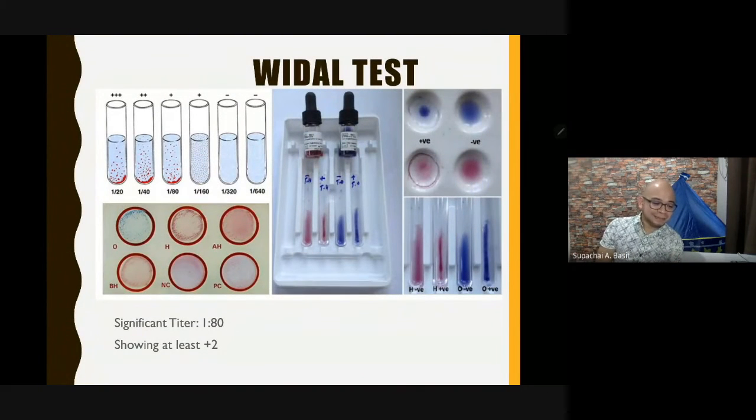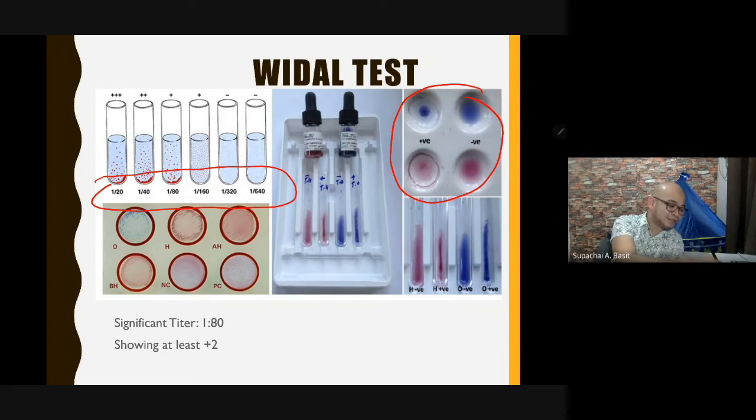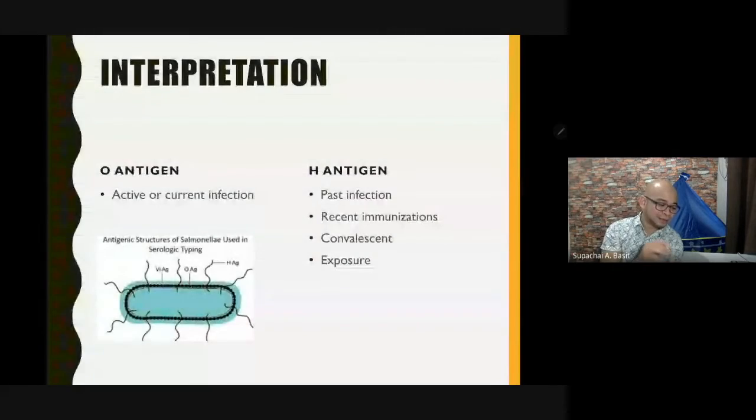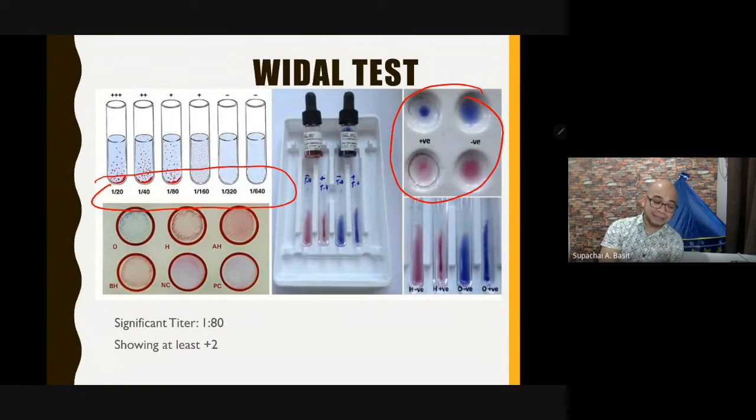The Widal test can either be done using the slide method or the tube method. The advantage of the slide method is that you can actually observe agglutination under the microscope. The advantage of the tube method is that you can centrifuge the tube and further evaluate or grade the agglutination as plus two, plus three, plus four, plus one, or even negative. But the most common way of doing it is through the slide method.